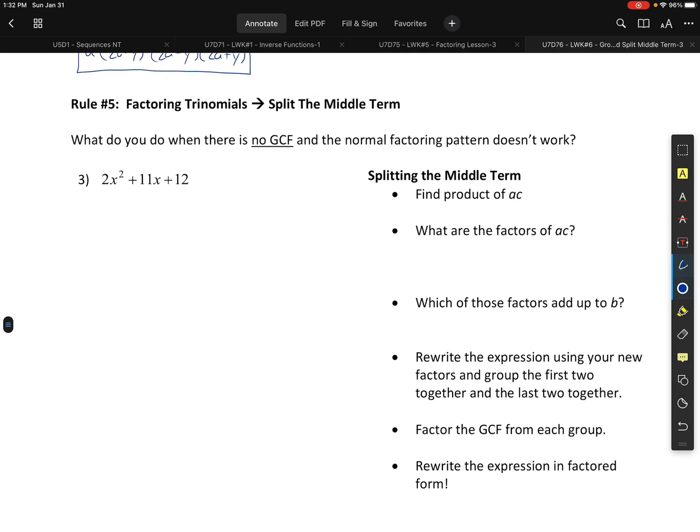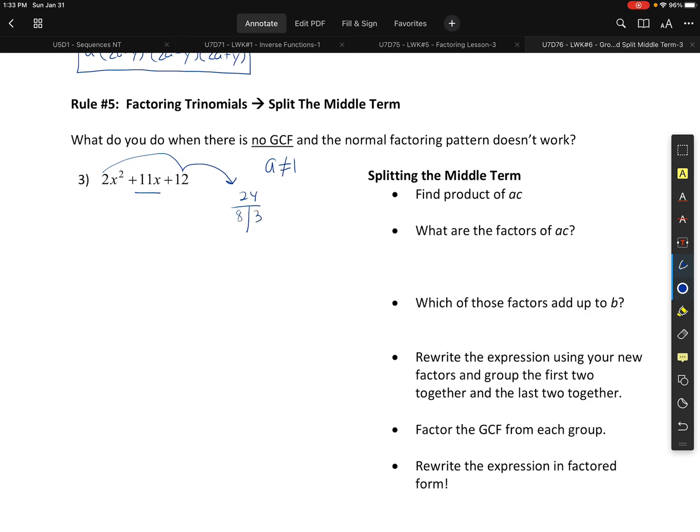All right, last factoring rule, which goes with what we're just talking about. The key thing here is that A is not 1. And by A not being 1, we have to separate that 11x to make it a 4-term polynomial. So here's our rules. 2 times 12 is 24. What factors of 24 add to 11?